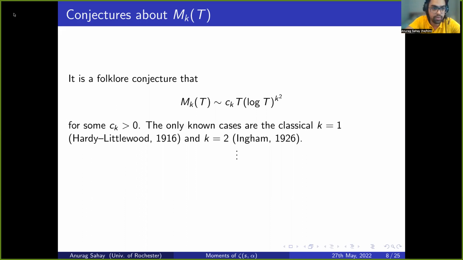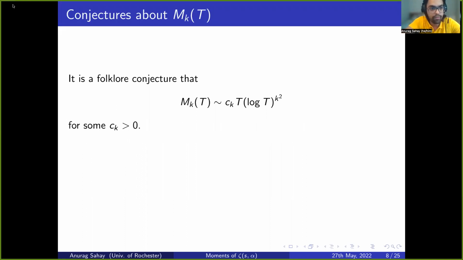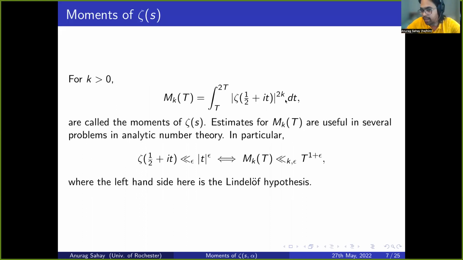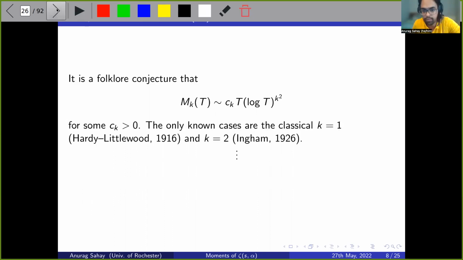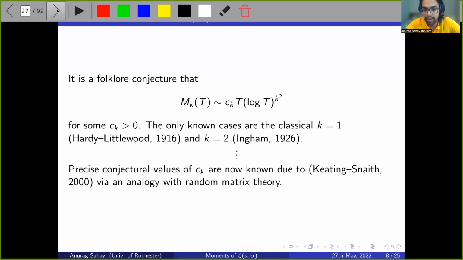So, just to be sure, the way I've normalized this moment is 2k, so k equals 1 corresponds to the second moment, k equals 2 corresponds to the fourth moment, and so on. So the second and fourth moments are classically known, and that's pretty much all we know in terms of asymptotics. Despite 100 years of work, we actually don't know anything more about the asymptotics for any other value of k.